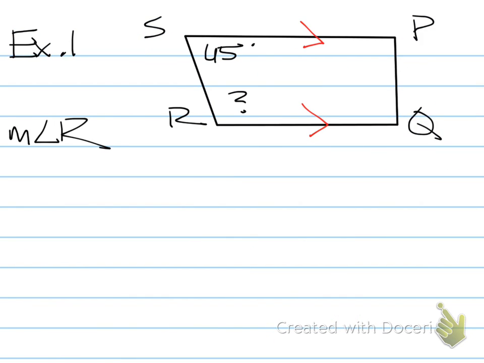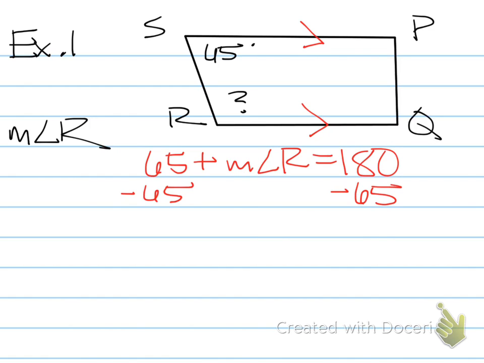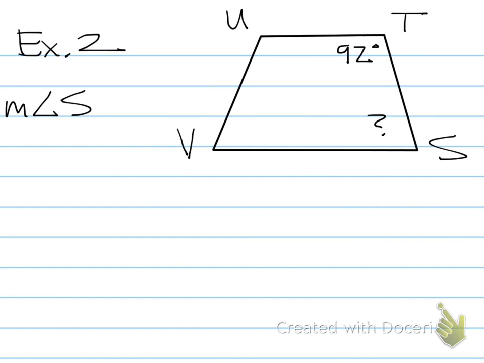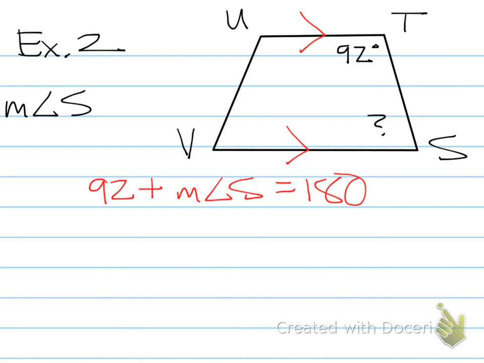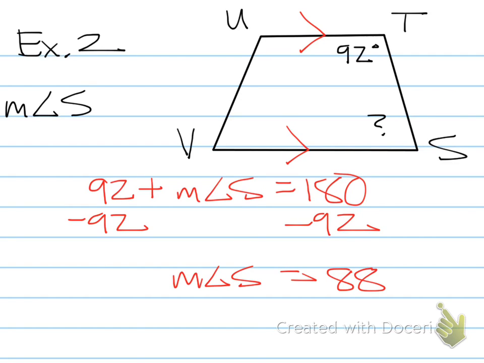In this example, this is a trapezoid, so angle S and angle R are supplementary since they're consecutive interior angles. So we're going to subtract 65 from 180 to get the measure of angle R, which is 110. Angle S and angle T are supplementary since those are consecutive interior angles. So angle S is going to be 180 minus 92, or 88.